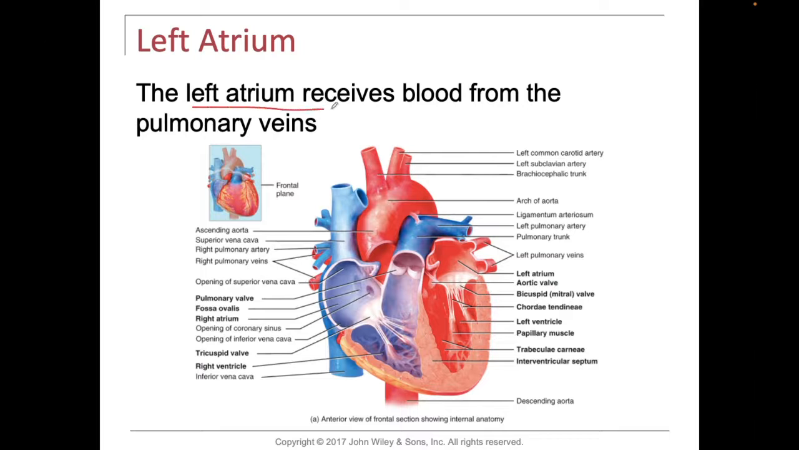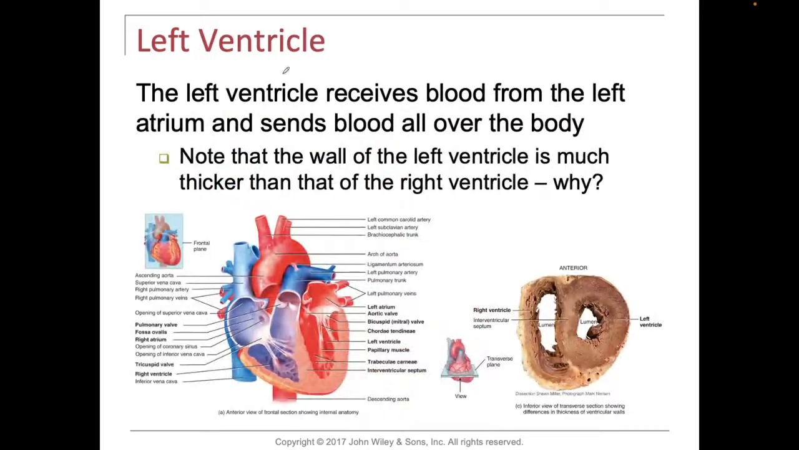The left atrium receives the blood from the pulmonary veins. So here's the pulmonary veins, and it's going to bring the blood right here into the left atrium. Then it's going to come down here into the left ventricle. Through which valve? The mitral valve, aka bicuspid valve. The left ventricle receives the blood from the left atrium and sends blood all over the body.